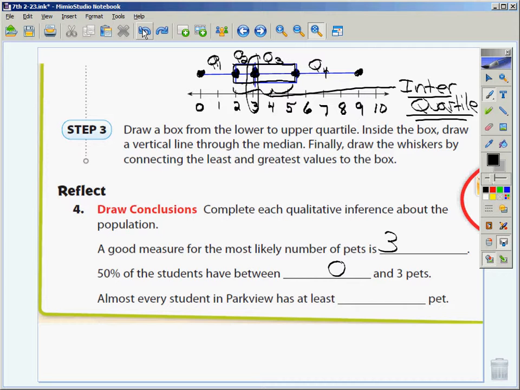Almost every student in Parkview has at least, that would only be half. This is 75% of the people. That's almost everybody, isn't it? So almost everybody has how many pets? 2.